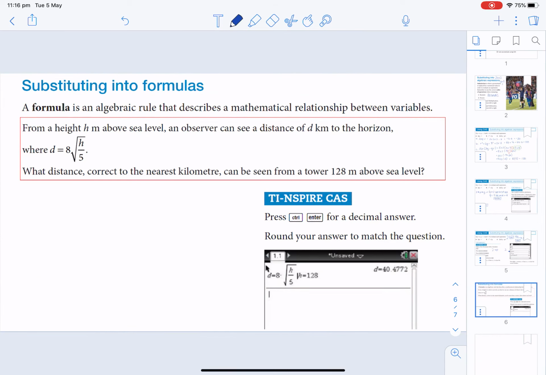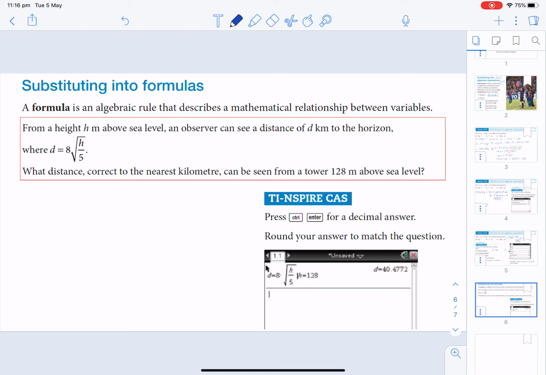Our last example is substituting into formulas. So a formula is an algebraic rule that describes a mathematical relationship between variables. From a height h (m) above meters above sea level, an observer can see a distance of d kilometers to the horizon, where d is equal to 8 times the square root of h over 5. What distance correct to the nearest kilometre can be seen from a tower 128 metres above sea level?